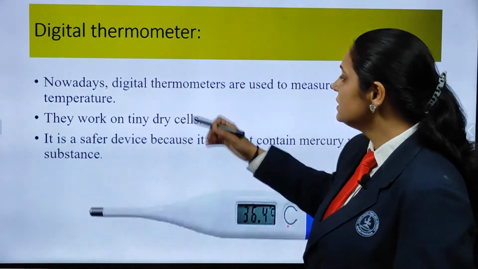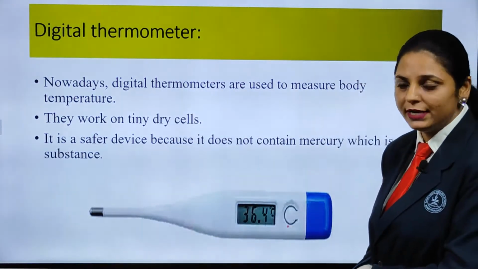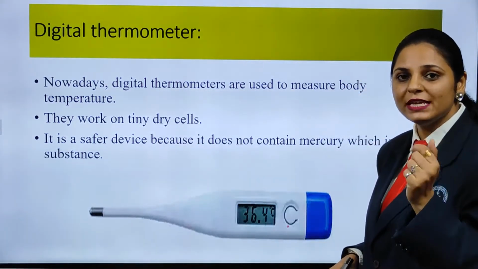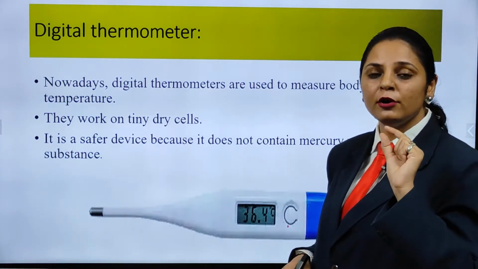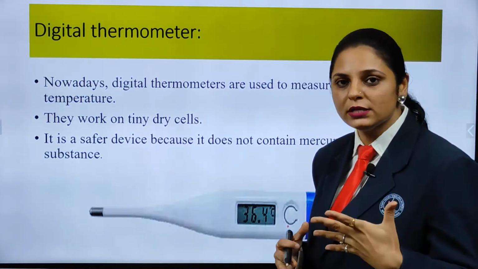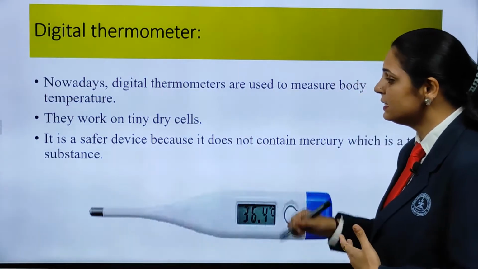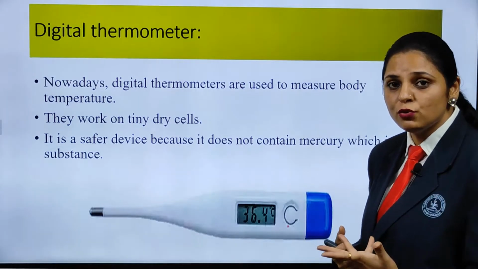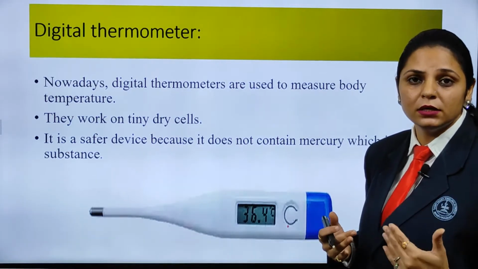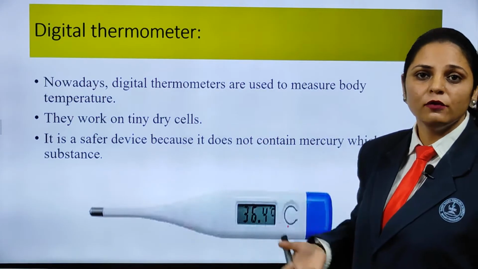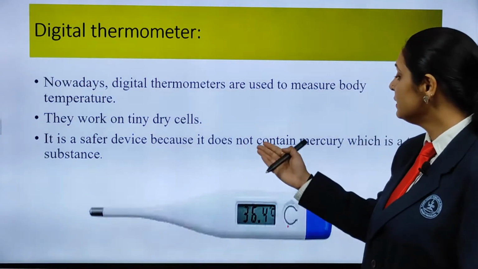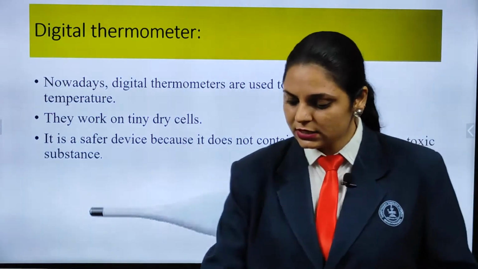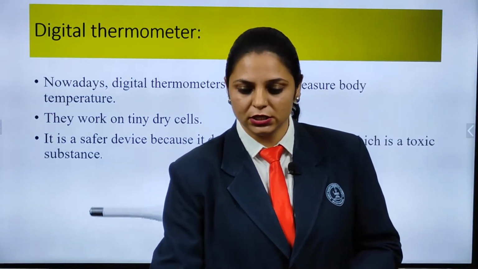So nowadays digital thermometers are used to measure body temperature, and they work on tiny dry cells. If you have seen the button cells or dry cells present in your toys, they are the same, and it is a safer device. Why is it safer? You may be asked why digital thermometers are recommended instead of clinical thermometers. The answer is that they do not contain mercury, which is a toxic substance. I think the benefits of the digital thermometer are clear to you.